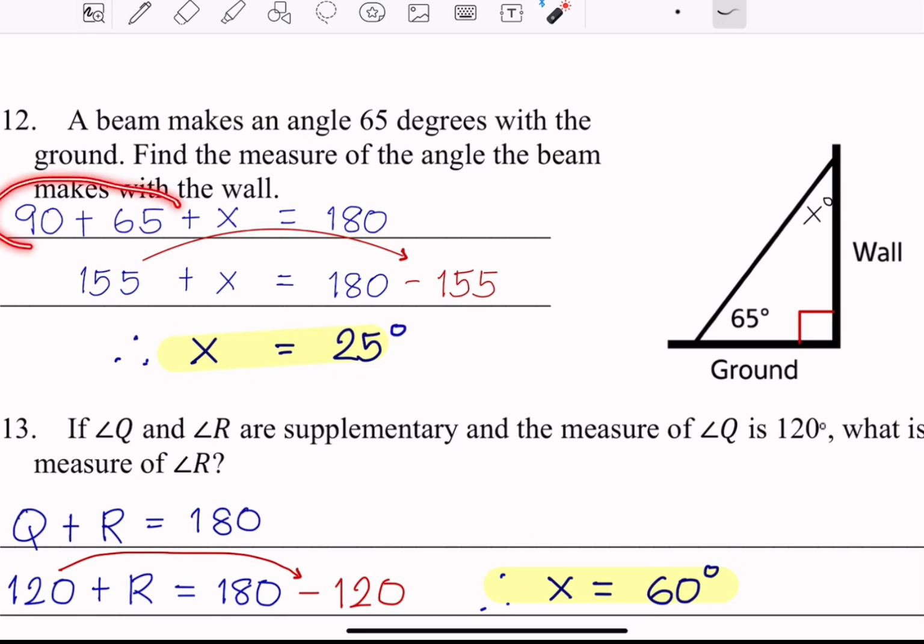Then we add this first. 90 plus 65 is 155, plus x is equal to 180. Next, we move the constant. Then when we move, it turns to be negative. Then bring down x. 180 minus 155 is 25.